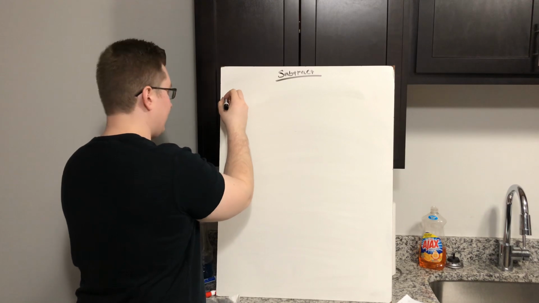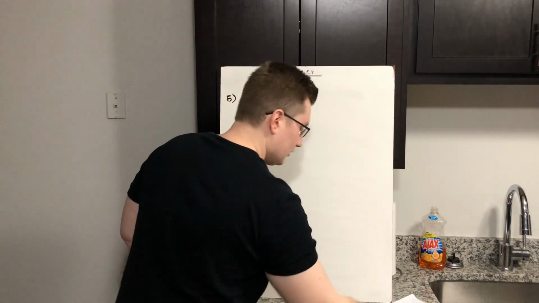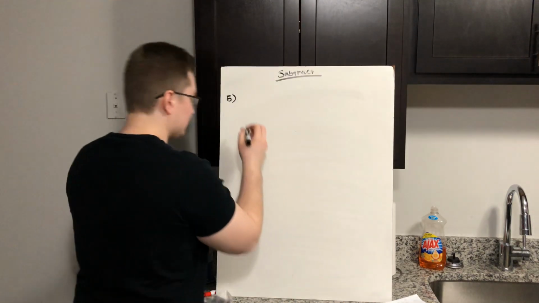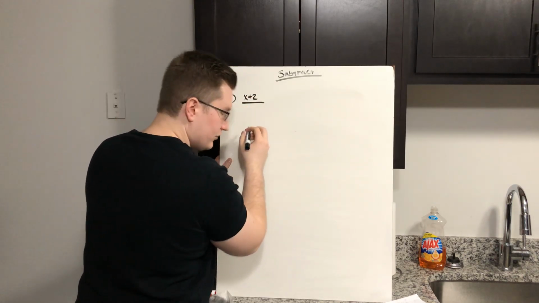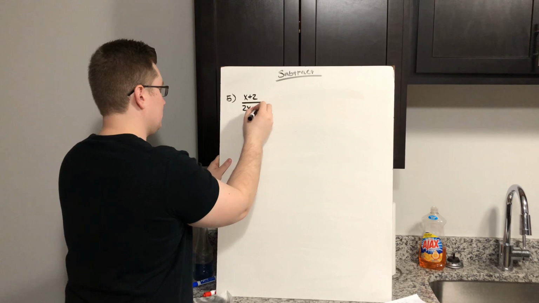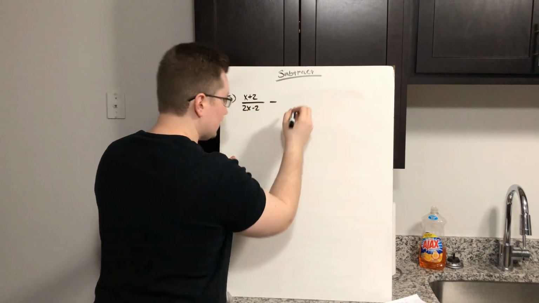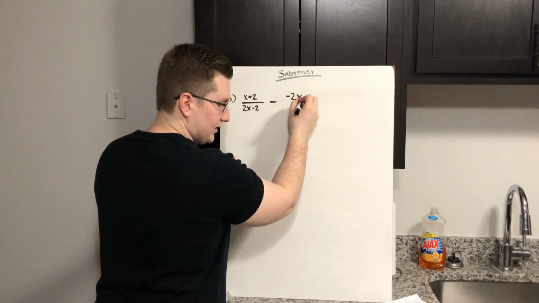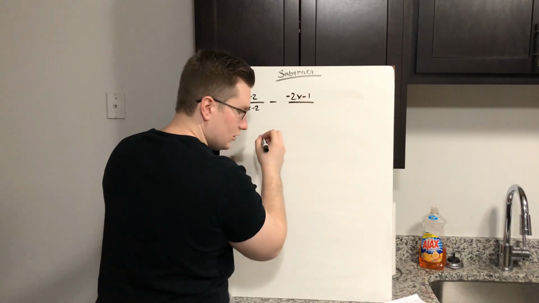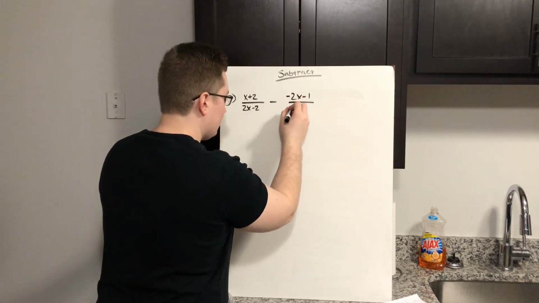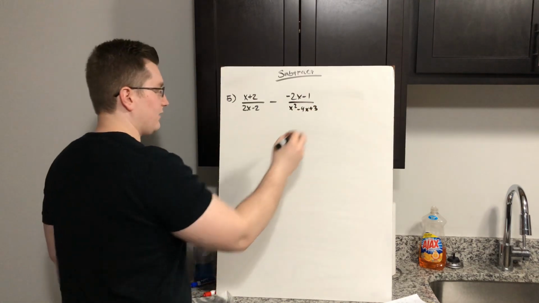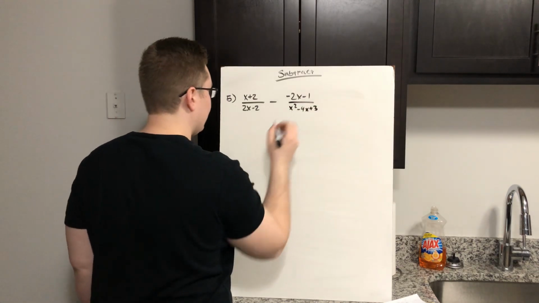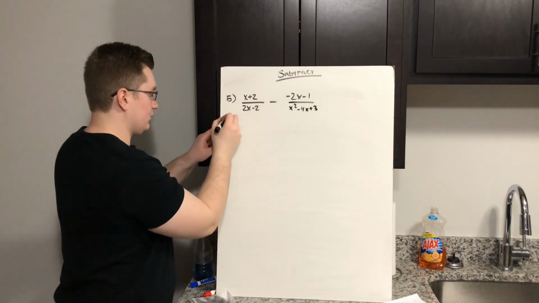This is example 5. If I have (x + 2) over (2x - 2) minus (-2x - 1) over (x² - 4x + 3), I want to first see if I can factor, which I can.